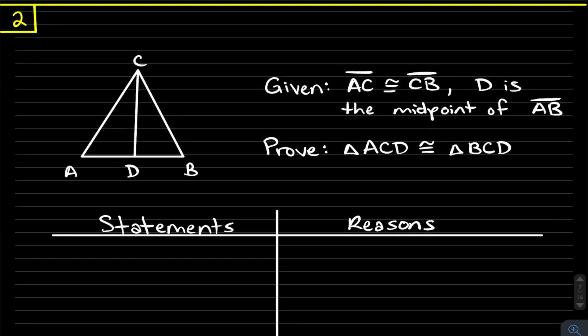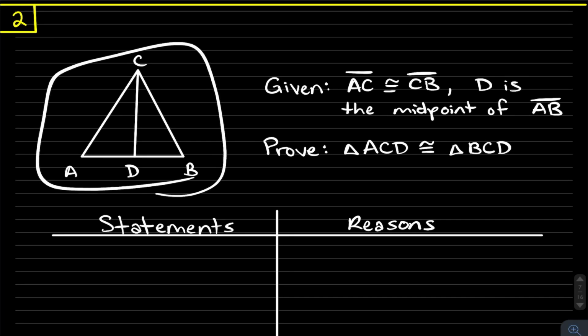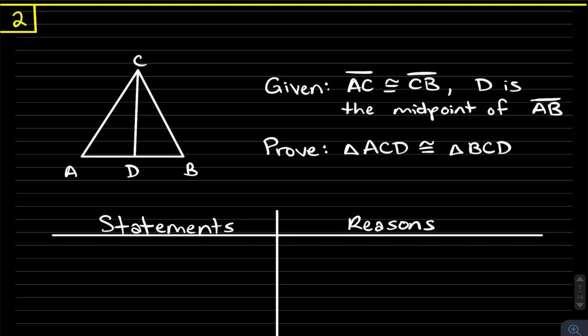Let's move on to problem 2. So problem 2, we have our shape over here and we have our given. Our given is that segment AC is congruent to segment CB, and we also have that D is the midpoint of segment AB. And what we want to do here is prove that triangle ACD is congruent to triangle BCD.